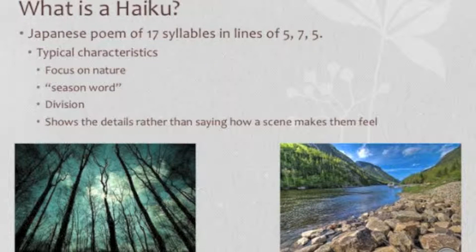What is a haiku? A haiku is a Japanese poem, 17 syllables and lines of 5, 7, and 5. So the first line is 5 syllables, the second line is 7 syllables, and the last line will be 5 syllables. The typical characteristics of a haiku: they focus on nature. Often they use a season word like snow or spring to give you an idea of what type of year it is. There's a division, which we'll talk about in the next slide. And haikus show the details rather than saying how a scene makes them feel. So you're really able to get a sense of how a scene makes them feel rather than them telling you outright.